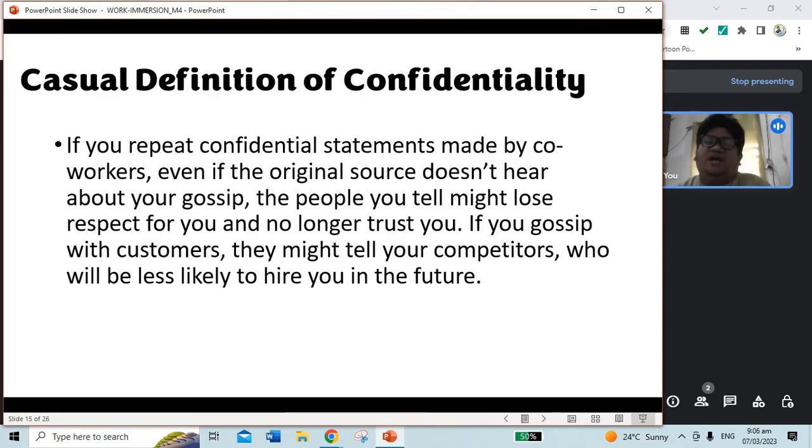Casual definition of confidentiality. So, ngayon, ano bang ibig sabihin ng confidential? Diba? So, if you repeat confidential statements made by coworkers, even if the original source doesn't hear about your gossip, the people you tell might lose respect for you and no longer trust you. So if you gossip with a customer, they might tell your competitors, who will be less likely to hire you in the future. So kung may mga confidential naman na tungkol sa workplace, dapat you as an employee hindi mo pagsasabihan. Sikreto dapat yan. Anyway, pag-usapan natin yan sa mga susunod na slide.